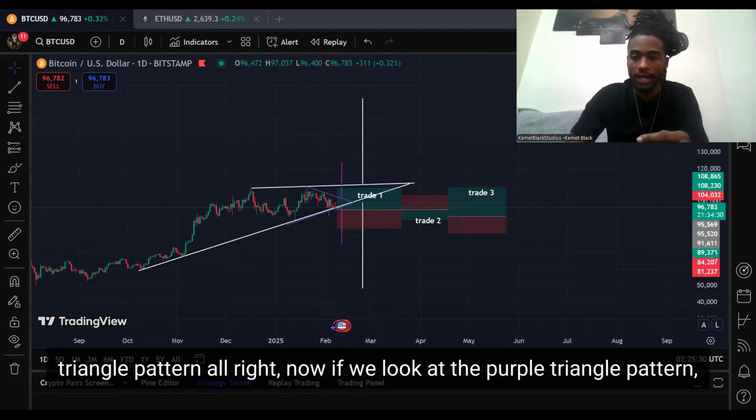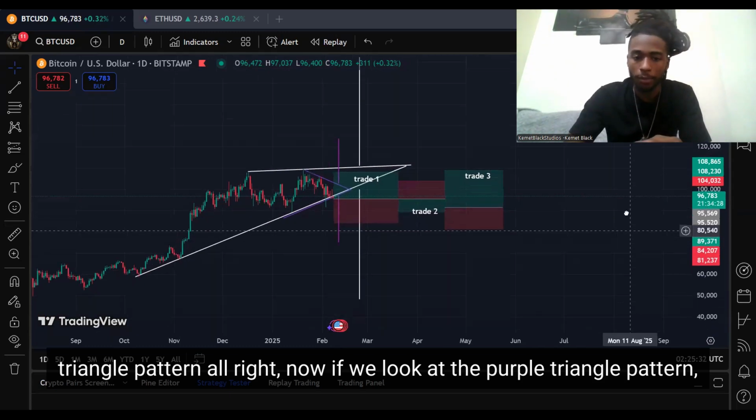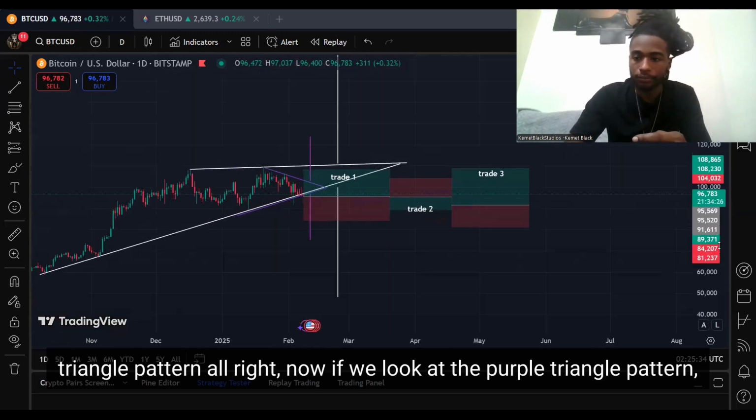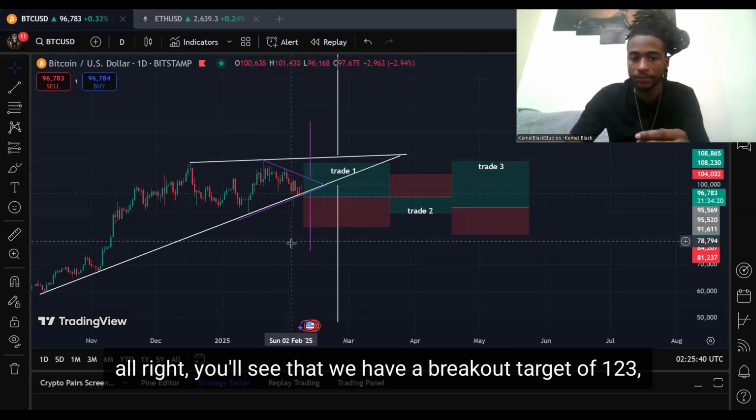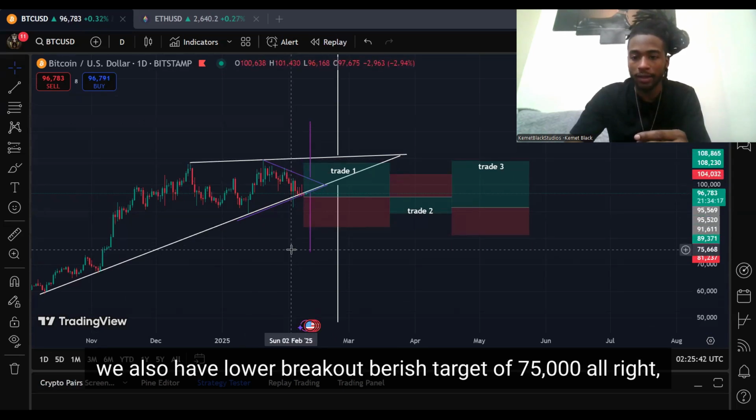Now if we look at the purple triangle pattern, you'll see that we have a breakout target of 123,000, and we also have a lower breakout, a bearish target of 75,000.